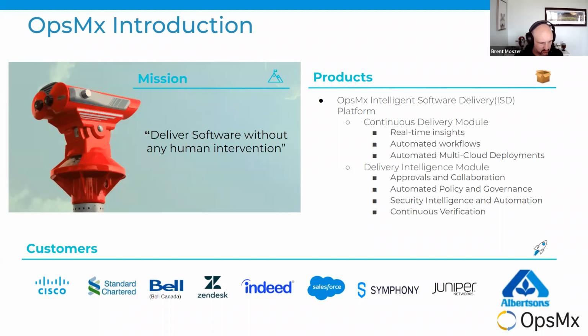This comes with 2 modules. The Continuous Delivery Module allows you to have real-time insights, automate workflows, and automate multi-cloud deployments. Our Delivery Intelligence Module helps you approve and collaborate. It automates policies and governance, secures intelligence automation, and also helps with continuous verifications.